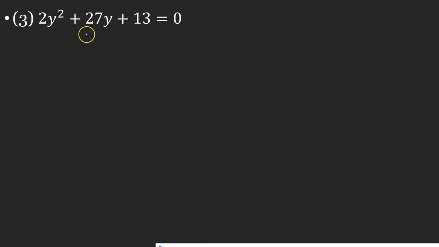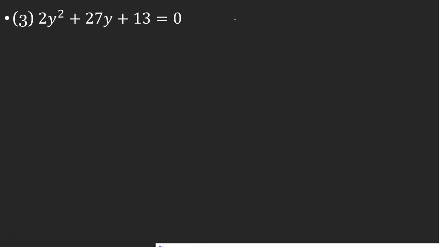2y square plus 27y plus 13 equals 0. Again, what will we do? The first term here is 2y square. 2 is the coefficient of y square and the constant is 13. Therefore, the product of the coefficient of the first term and the last term is 2 into 13.